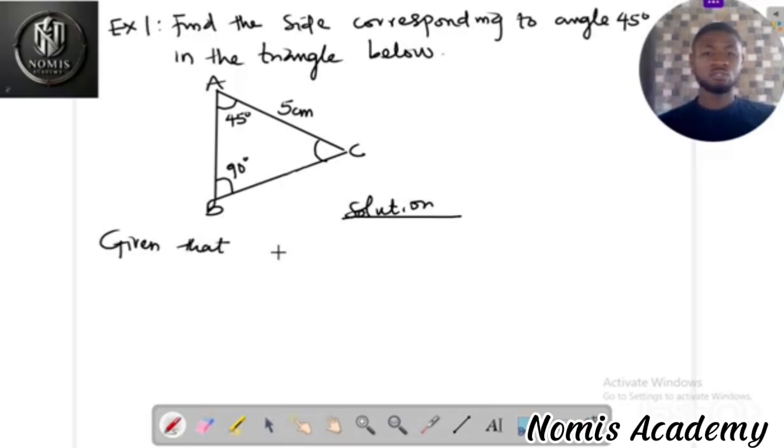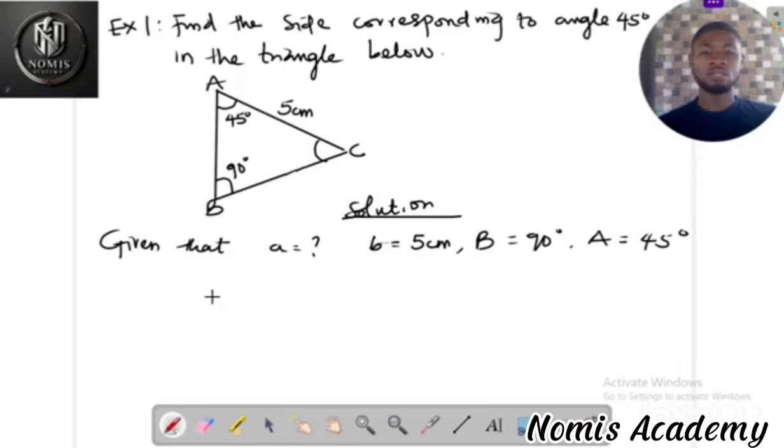Given that small letter a is to be found, small letter b is given to be 5 centimeter, capital letter B is 90 degree, and capital letter A is 45 degree. So I have to tell the relationship between A and B.